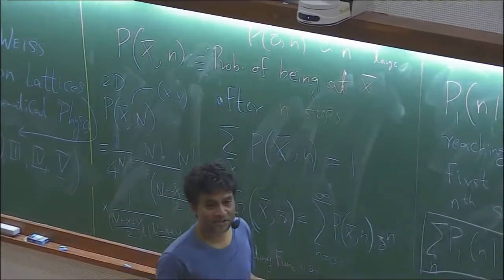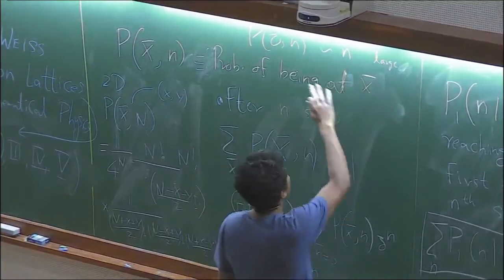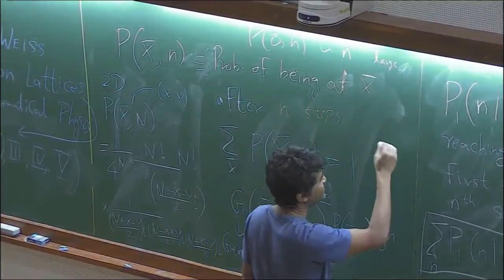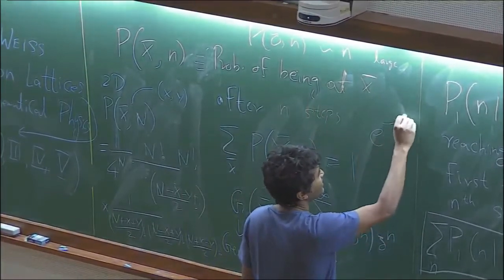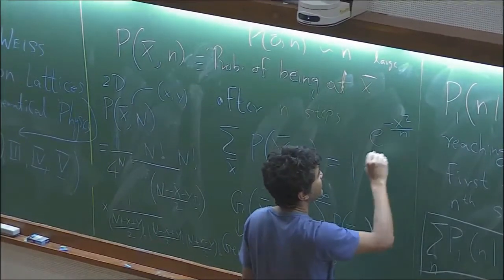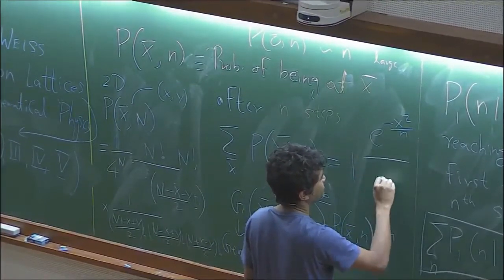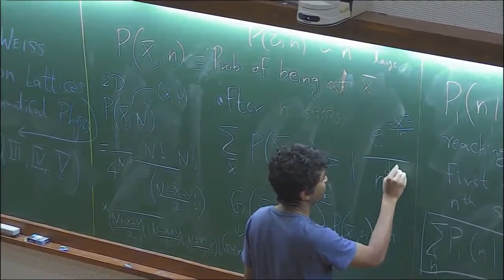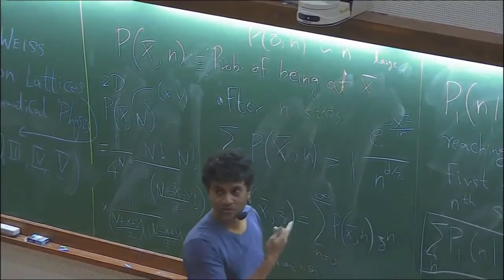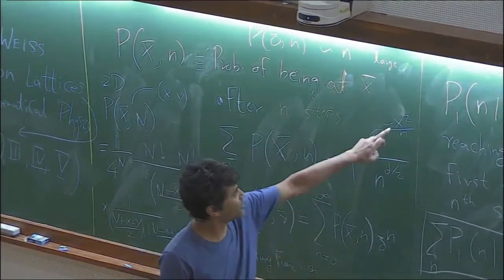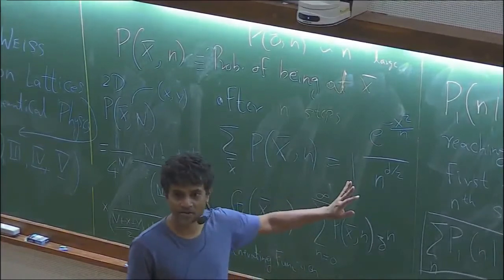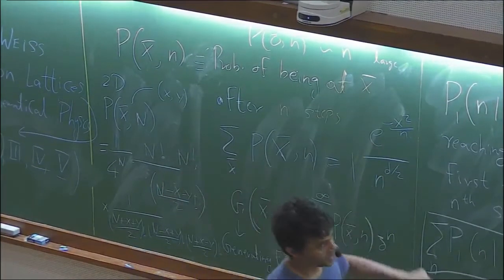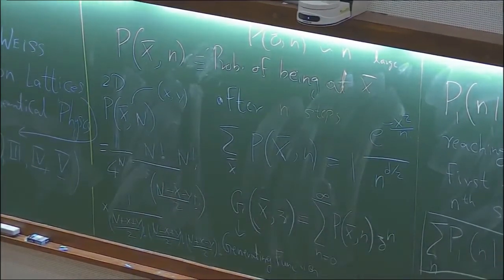Why? Because you can just say it from the Gaussian, right? At large times, it looks like, in any dimension, e to the minus x squared by n, over time to the power d by 2. This is true for any dimension, right? So if you put x equal to 0, it's just 1 by n to the power d by 2. Okay, so this is 1 by n.